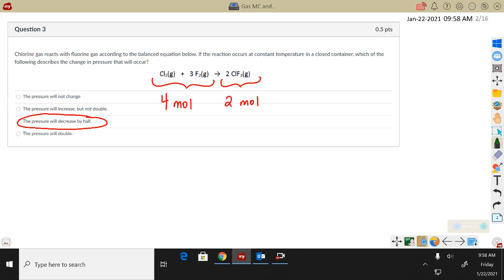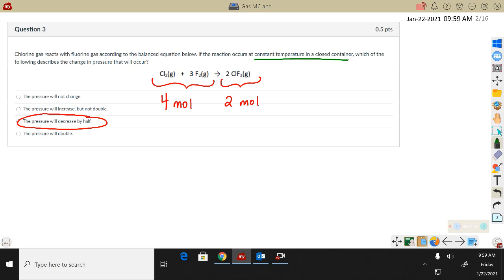Number of particles is always kind of important when we're looking at pressure, or it could be volume. This one is focusing on pressure in a closed container. So we've got this reaction happening in a closed container at constant temperature. So closed container probably means that it's something that maybe has a lid on it, or if it were a balloon, it's tied tightly so the number of particles cannot escape. Which of the following describes the change in pressure that will occur?